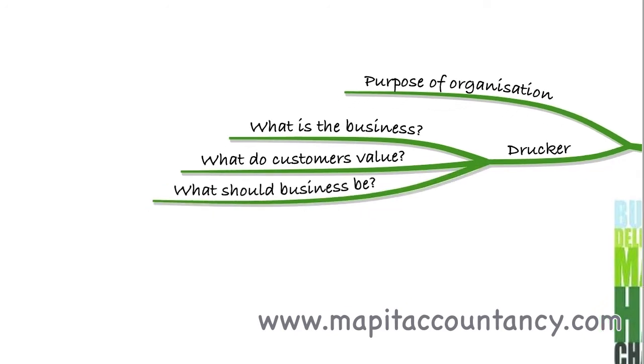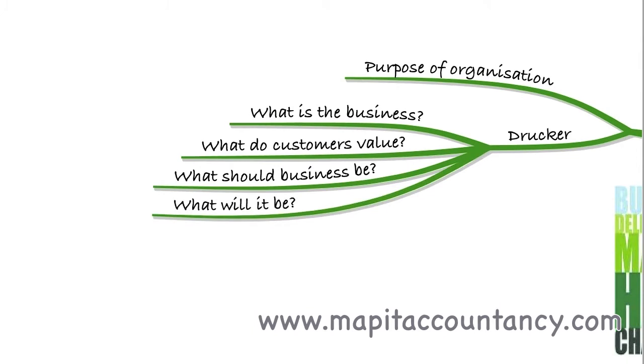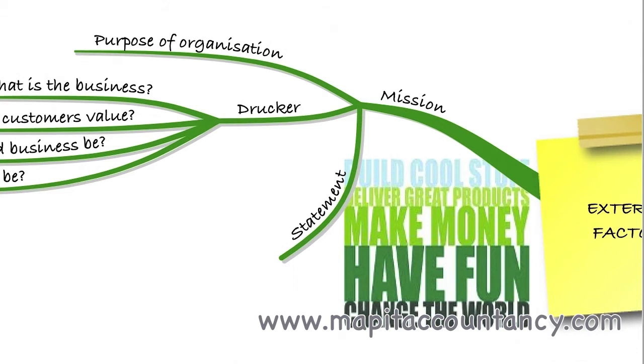Thirdly, then, we're looking at what the business should be. So what should that business be? And lastly, we're asking, what will it be? So how do we make it what we want it to be? So when we ask all 4 of those questions, we can actually distill what the mission, the purpose of the organisation is. We can then set that out in a mission statement.